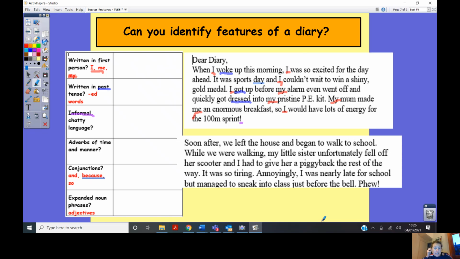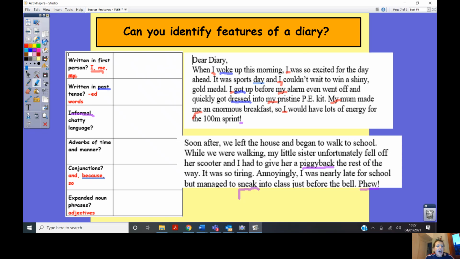So, let's have a look at some other more informal language. Piggyback. Yeah, we could say that's informal language. Manage to sneak. When you sneak, you try to enter without anyone seeing. So you try and sneak into class before the bell. And then phew. Phew means, like, whew, you're happy that you got away with something. Again, it's a more informal piece of language.